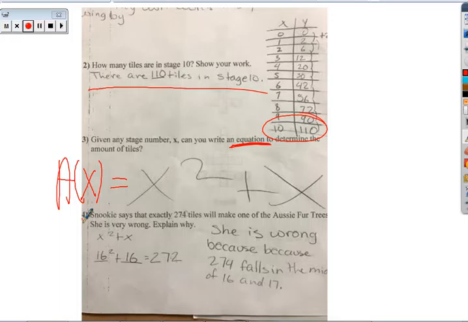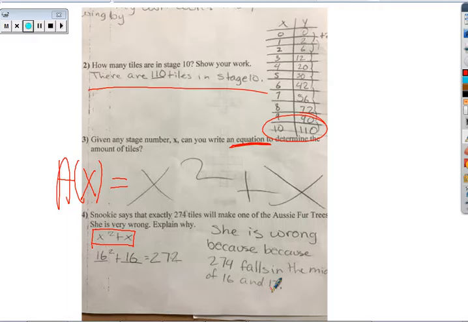They're telling us that she's wrong, but they want an explanation. So the student goes on to use this expression to actually do some guess and check here. She substitutes 16 in and gets 272, and then is able to say that she's wrong because 274 falls in the middle of 16 and 17. Now that's pretty good, and that's definitely a valid statement.